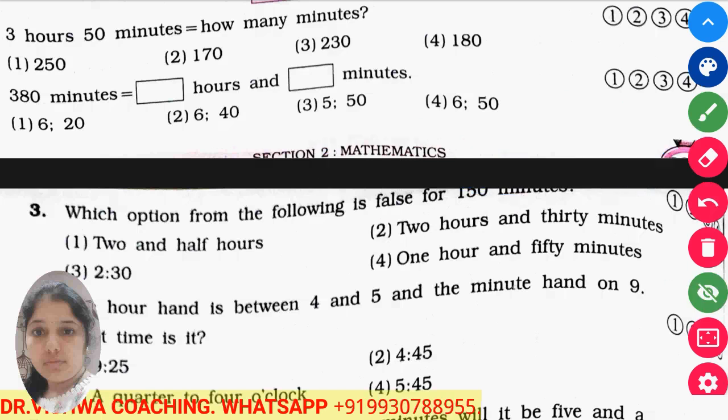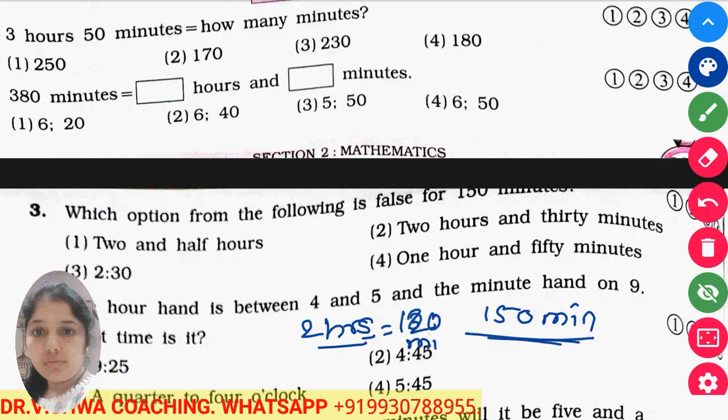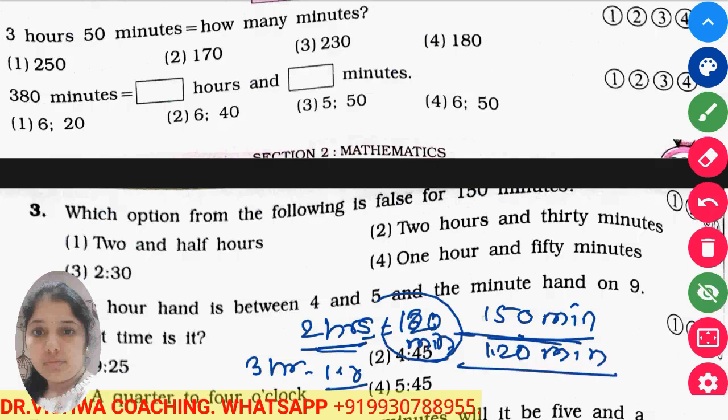Now here again we have 150 minutes. So in 150 minutes how many hours are there? 2 hours, because 2 hours is equal to 120 minutes. Why had I not taken 3 hours? Because 3 hours is equal to 180 minutes. 6 3s are 18 and 0 as it is from the 60. So 180 is greater than 150. So I took 2 hours is equal to 120 minutes, and when we subtract this 120 from this 150, 30 minutes are left.